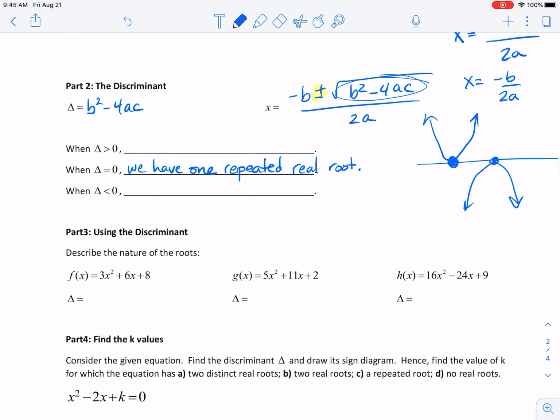Okay, so we have one repeated real root when it's equal to 0. When it's positive, we have two real roots. They like to say, not only do we have two roots, but we even said a minute ago that this scenario over here has two roots, it's just the same root twice. So we're going to say we have two distinct real roots when it's greater than 0.